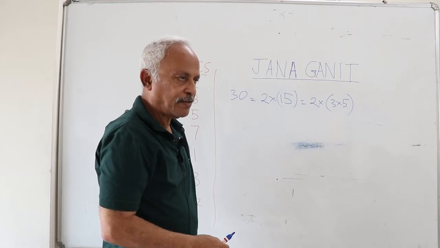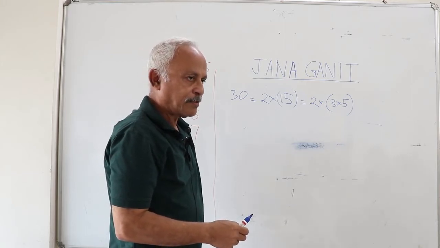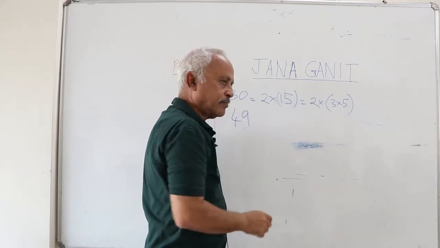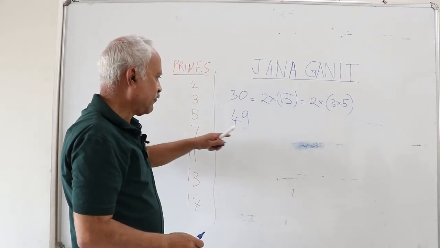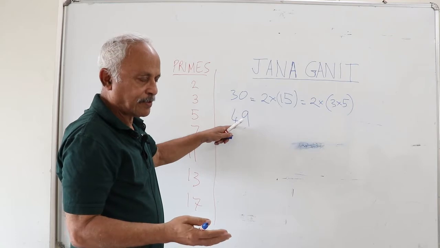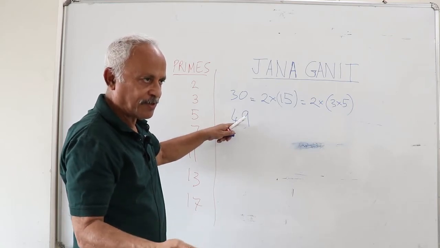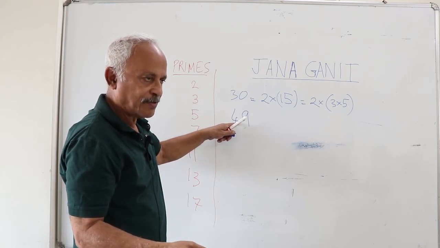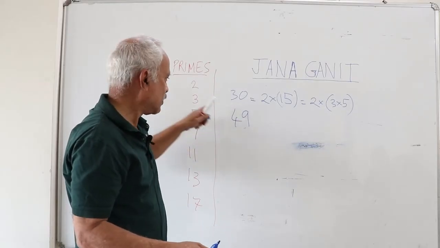Okay, let me take the number 49. Okay. So divide 49 by 2. 49 is not divisible by 2. I get some decimal part, right? 24.5. I get something point. So I don't want point. So it's not divisible by 2.